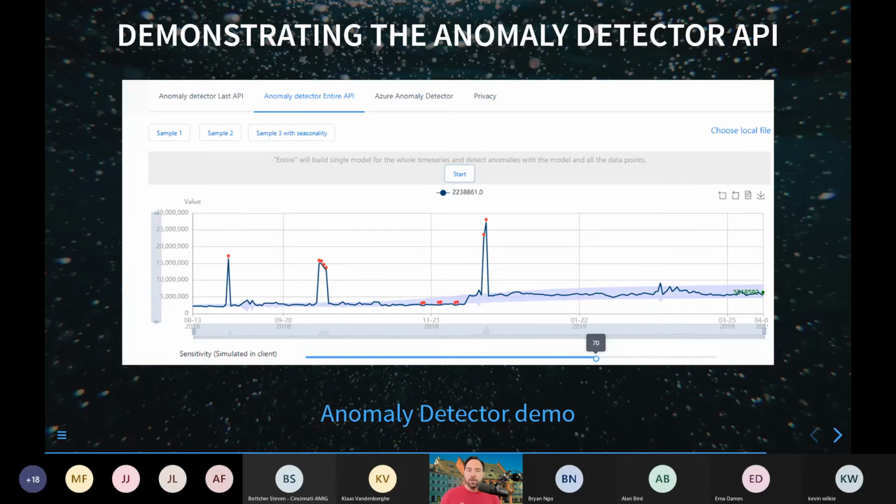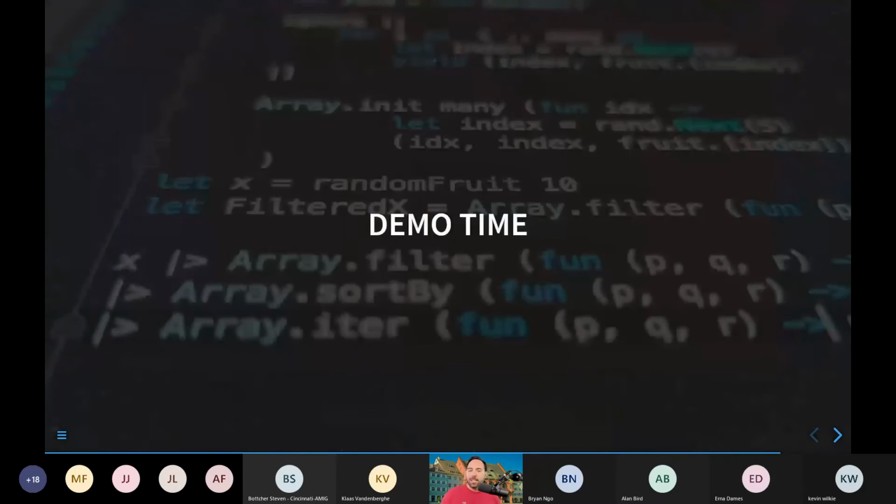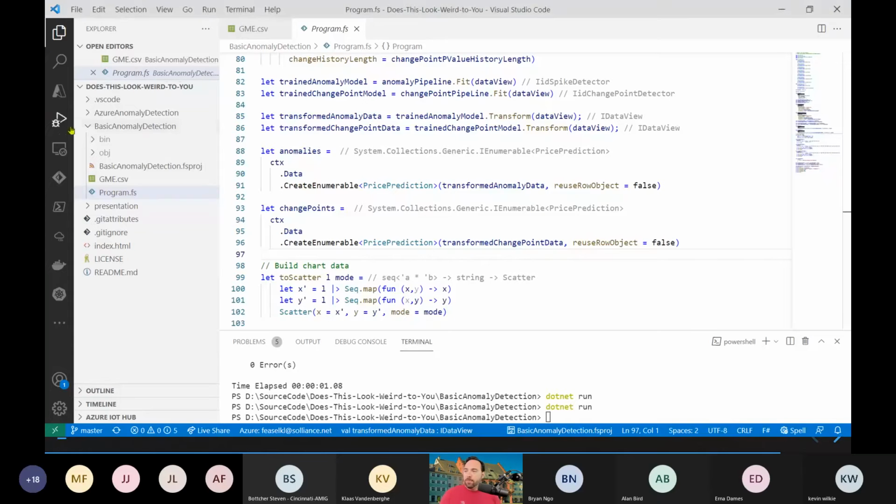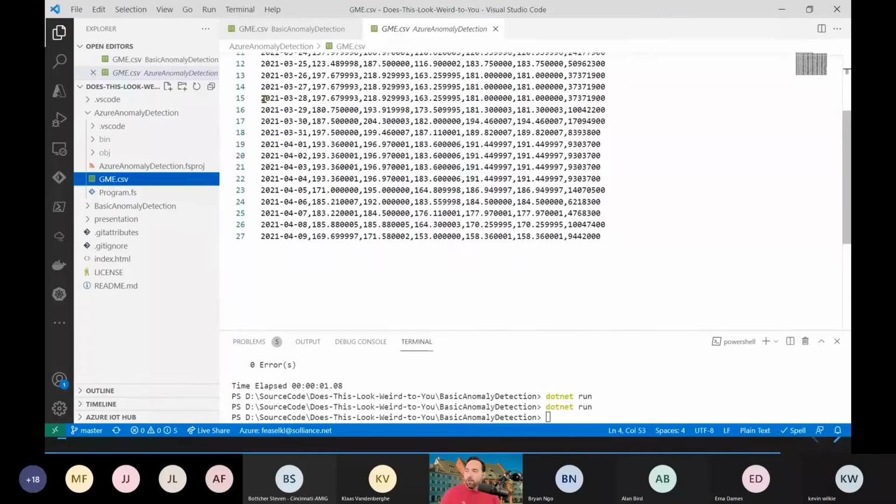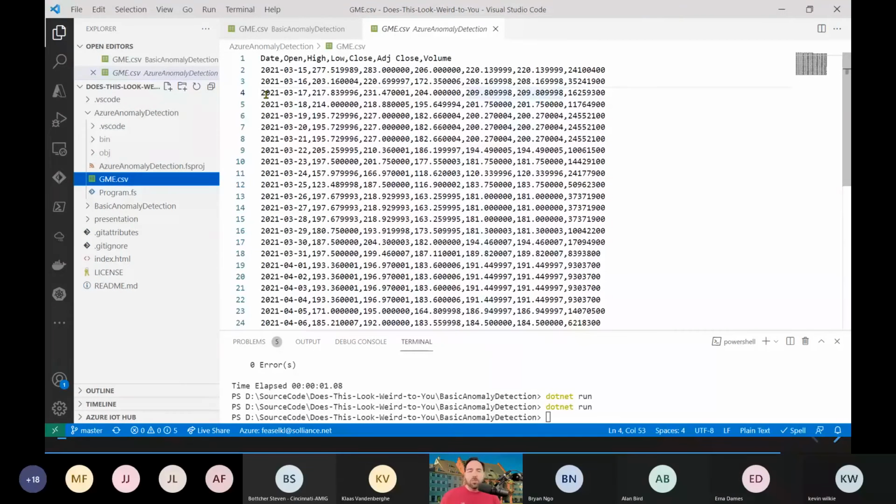But it requires that I put in my subscription ID, and I don't want to share that over broadcast. So we're going to skip past that and go to my demo instead. My demo here, we're going to look at a subset of this data. I don't want to try to burst sending too much data to Cognitive Services at once.